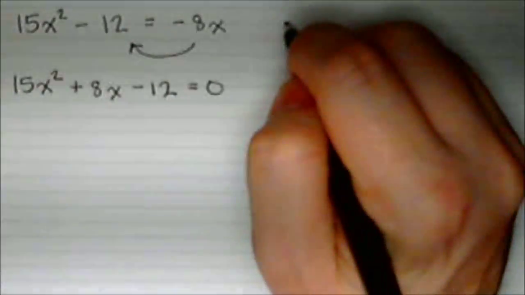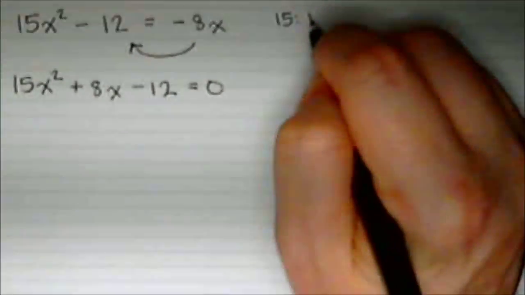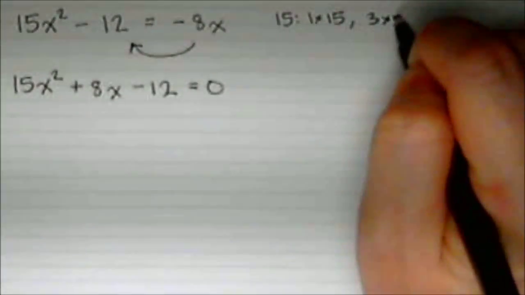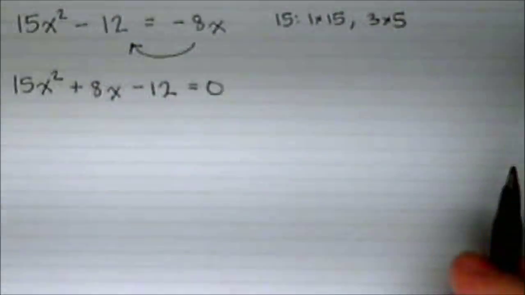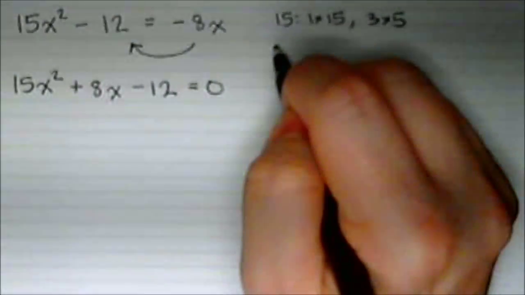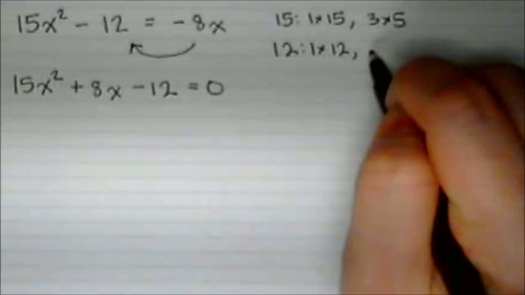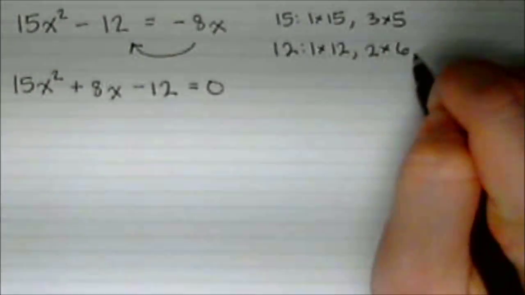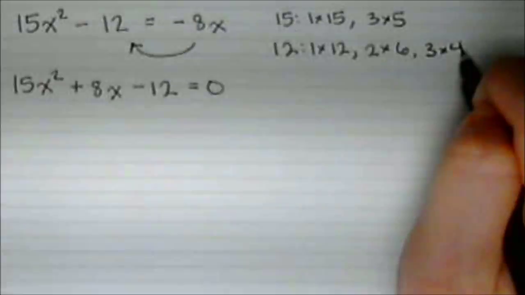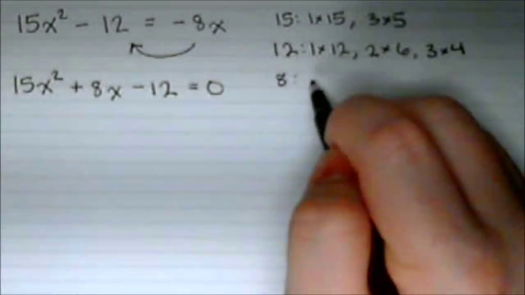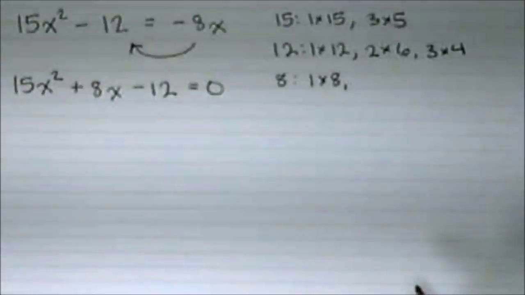The important key to help us factor this equation is to identify all the factors of the coefficients. 15 has the factors 1, 3, 5, and 15. 12 has the factors 1, 2, 3, 4, 6, and 12. And 8 has the factors 1, 2, 4, and 8.